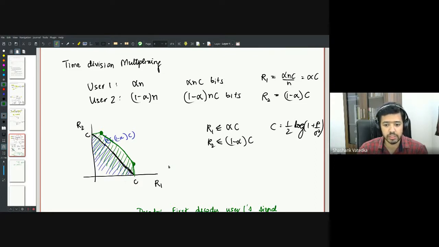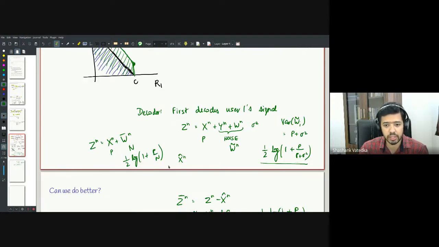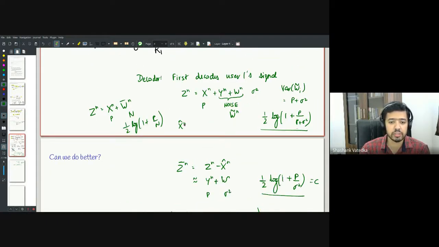So the scheme is pretty simple to describe. You first decode one user signal, then remove the component of that user signal, and then decode the second user signal. This is what is called successive interference cancellation.